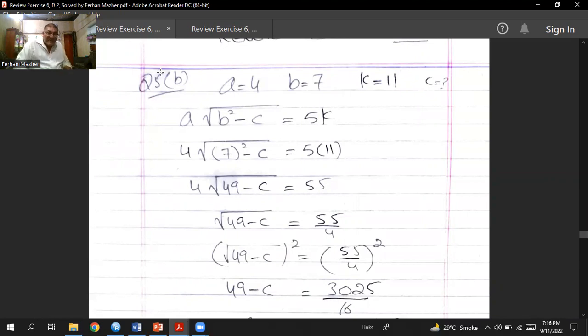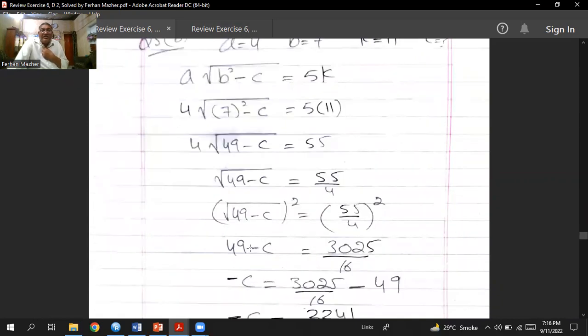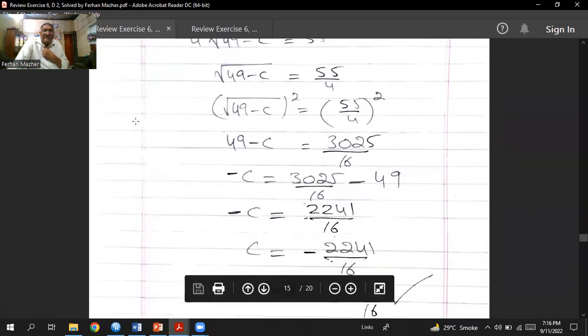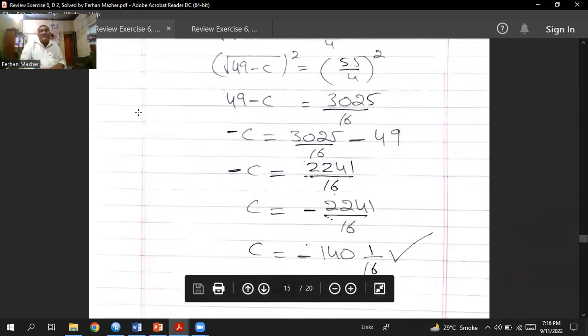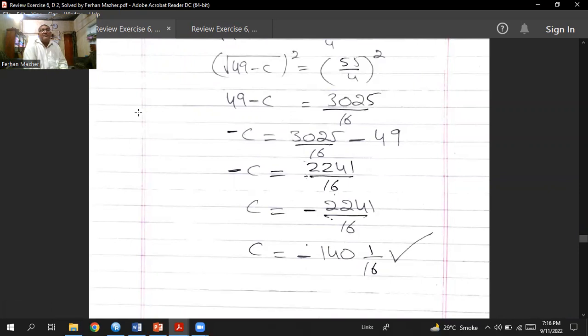So take square on both the sides. So you will have 49 minus c equals 55 by 4 whole square. That will be 3025 divided by 16. Then I will cross multiply here. So, sorry, not cross multiply. I have taken that 49 to the other side. So minus c is equal to, the 49 goes on the other side and will subtract there. So 3025 divided by 16 minus 49.